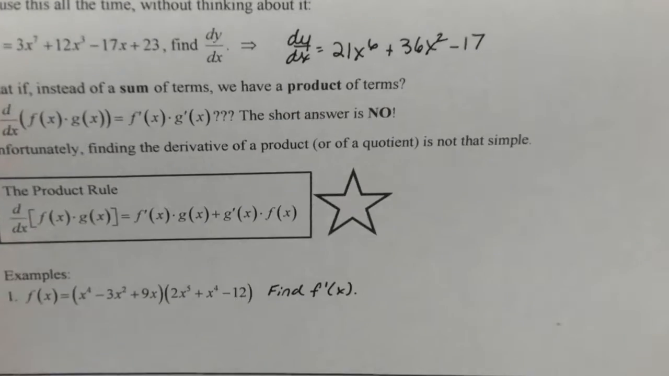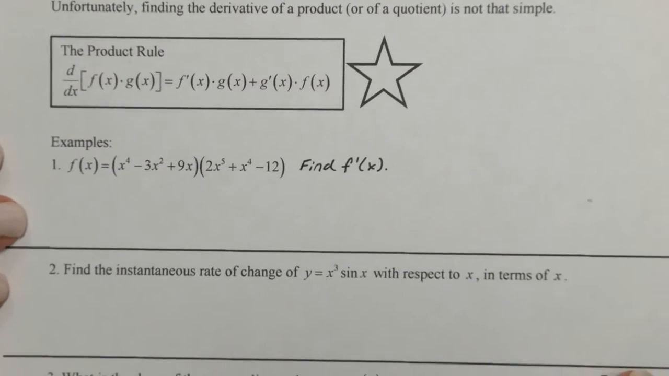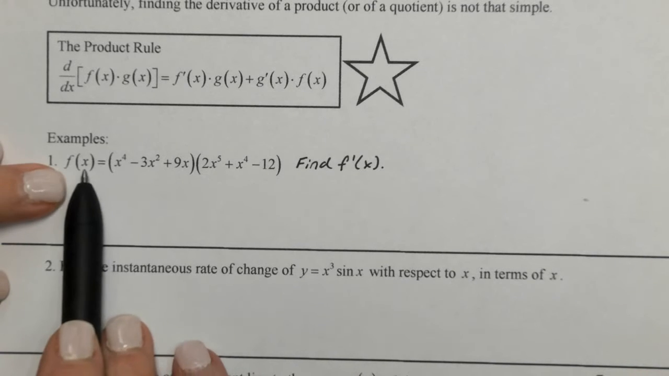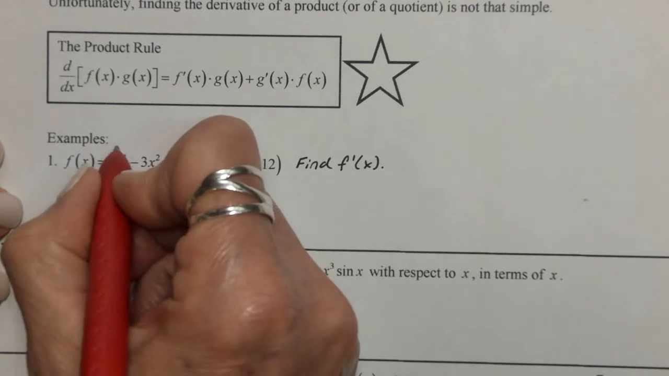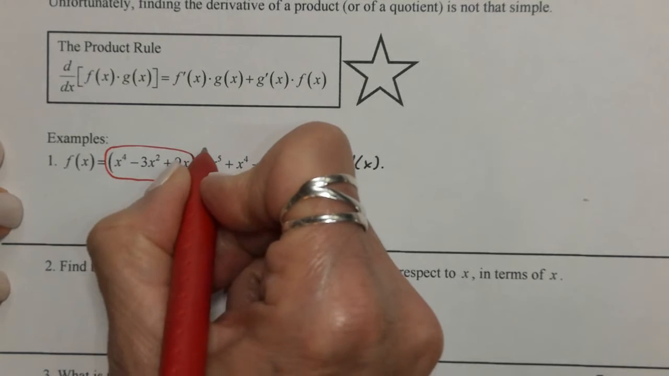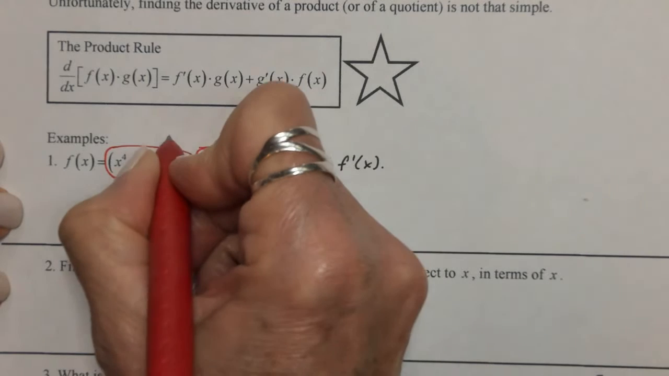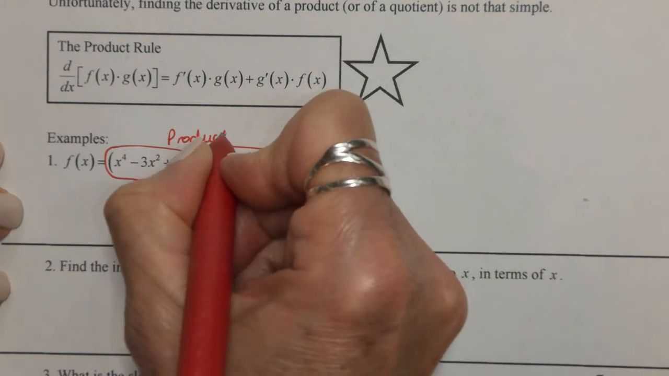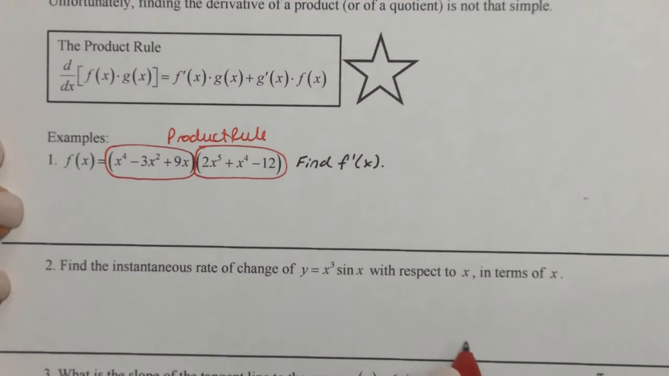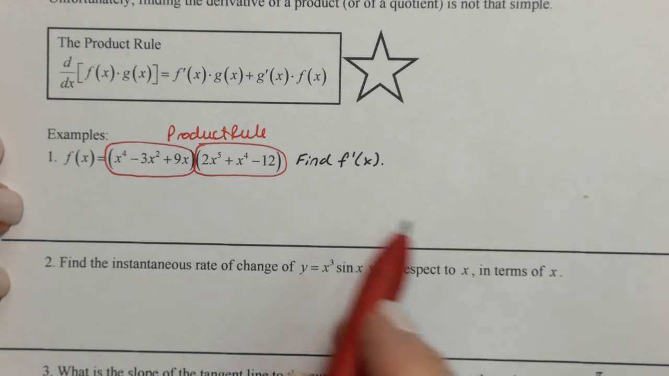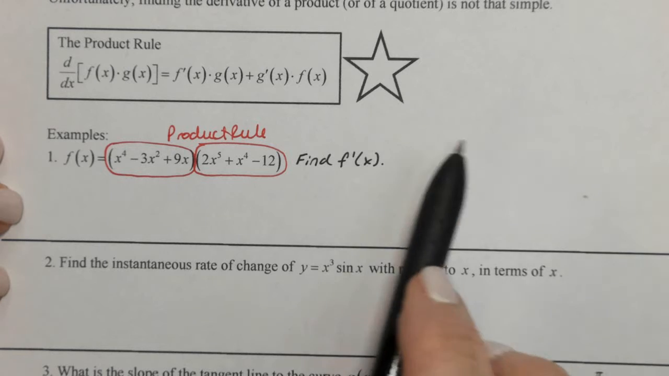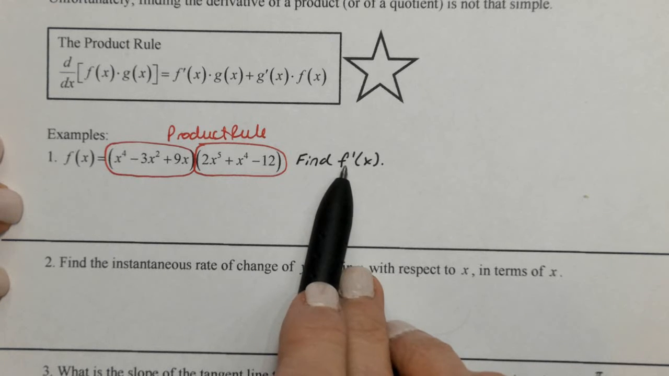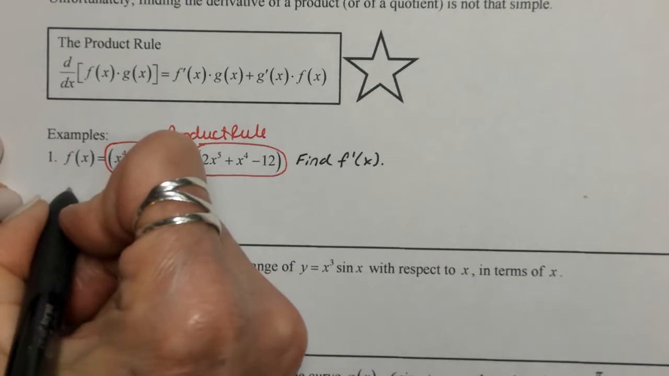All right, let's look at some examples. In example 1 here, we have f of x is equal to a product of two terms. So since I have two terms being multiplied together, I'm going to use the product rule. I could instead distribute and combine all of my like terms, but that's going to take some time. It's going to be a lot easier to find the derivative of f using the product rule. So that's what I'm going to do.